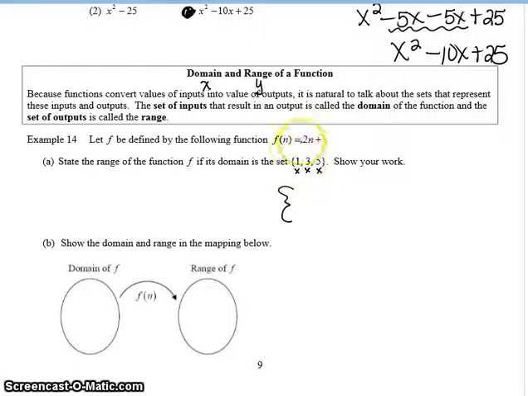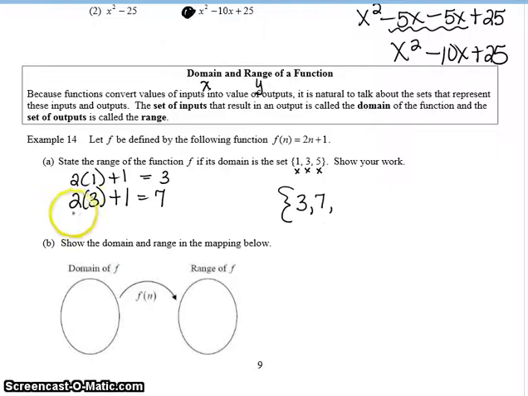So when you substitute in a 1, you're going to go 2 times 1 plus 1, and that's going to give you a 3. So it produces a 3 in the range. Okay? When you substitute in a 3, 2 times 3 plus 1, it's going to result in a 7. So that output value is a 7. When your input is a 5, it's 2 times 5 plus 1, which is going to be an 11. So my output, my range, is an 11.